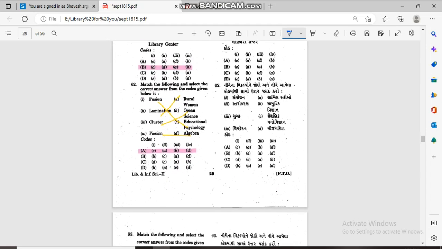Match the following. Fusion is related with educational psychology. Lamination, rural woman. Cluster, ocean science. Fission, algebra.